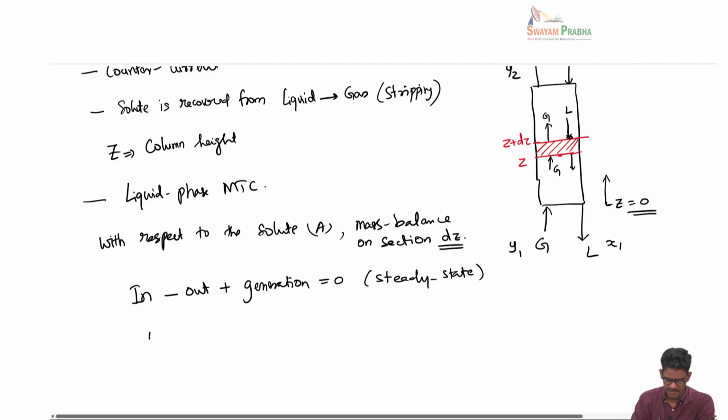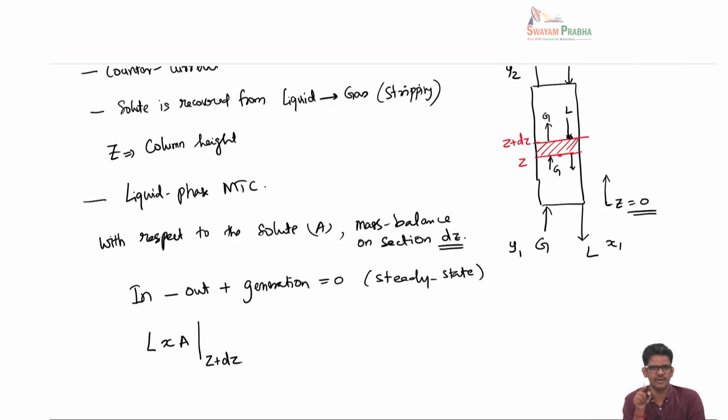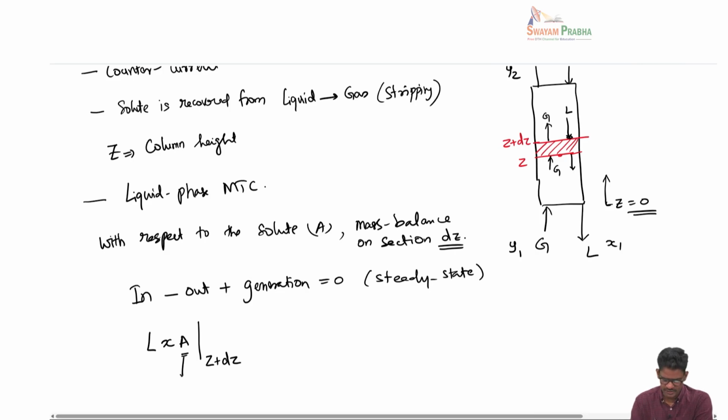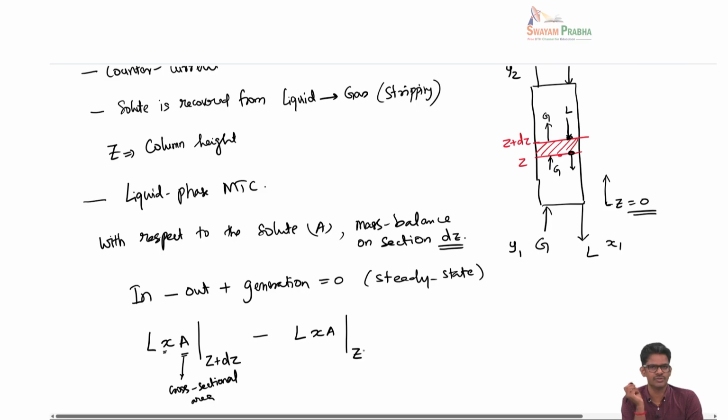The coming in is L times x A at Z plus dz. This is the moles of A entering at location Z plus dz, okay, and this A here is the cross sectional area, not the absorption factor. x is the composition at this point, L is the flow rate of the liquid, and what is going out is here, that is L x A at Z, okay. This is the moles that is leaving that section.